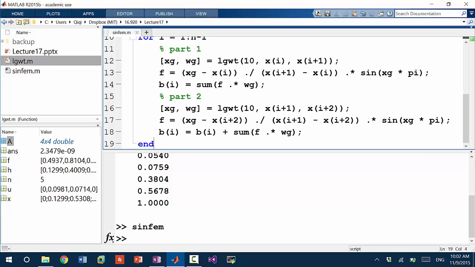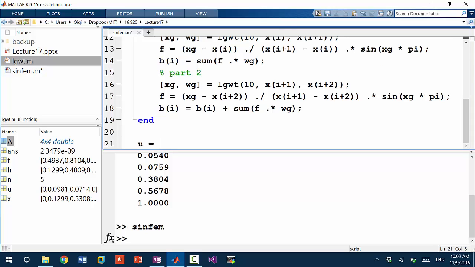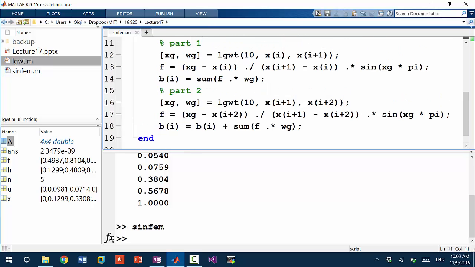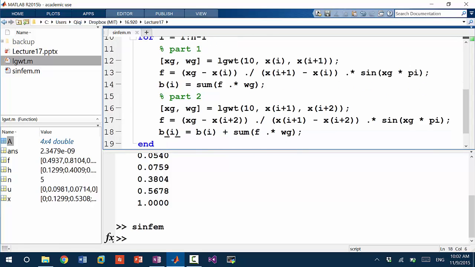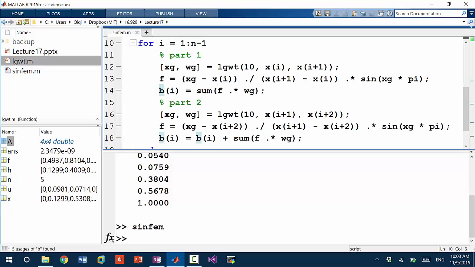Alright, any questions on how I constructed the right hand side? No? Then my u is equal to a backslash b. Question? In part 2, are you setting bi+1 or are you setting bi again? I'm setting bi again because... I see, you're adding the new part. Yeah, part 2 is actually over a different interval. Alternatively, I can do a different loop. Instead of looping over the basis functions, I can loop over elements. In that way, I'm going to be setting bi and then bi+1 within each loop. That's right. Okay.